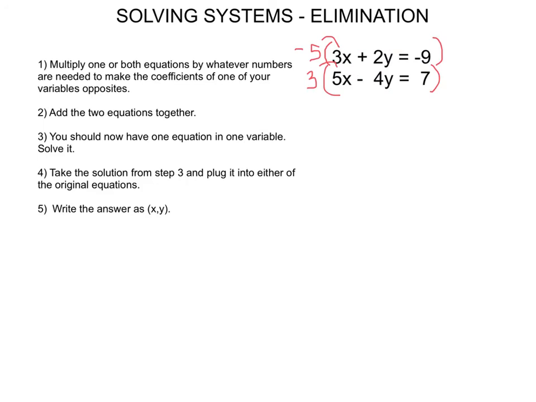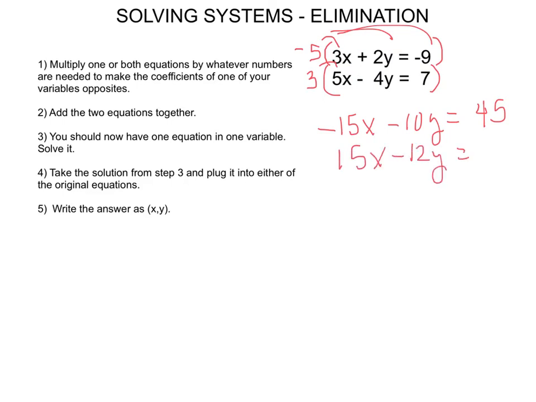That way, when you distribute, we would get negative 15x minus 10y is equal to a positive 45. Remember, you have to distribute all the way across the equation, and we'd get 15x minus 12y is equal to 21, so that when you go ahead and add them together, the x's are going to disappear and you can solve the rest of the equation.